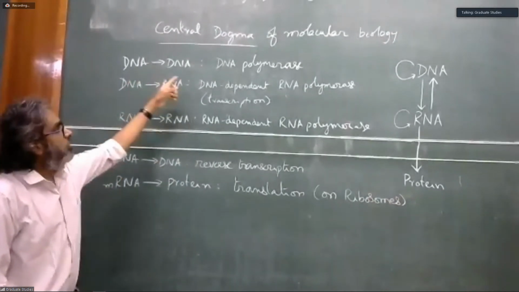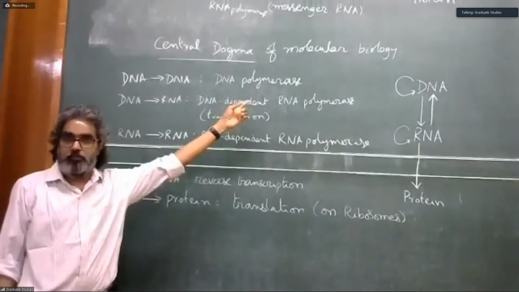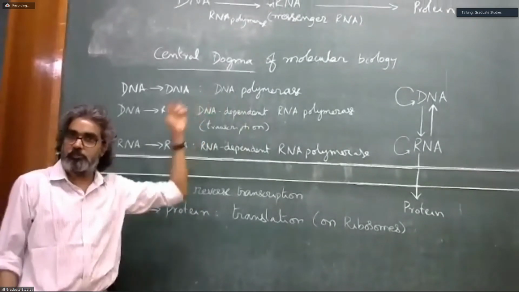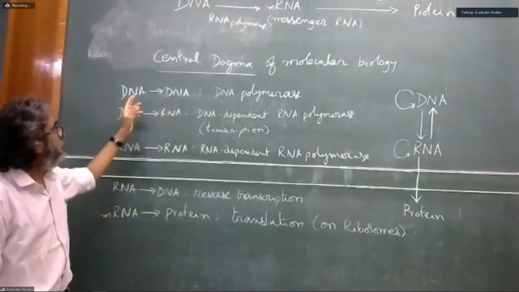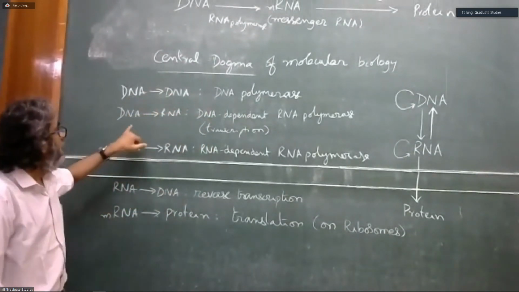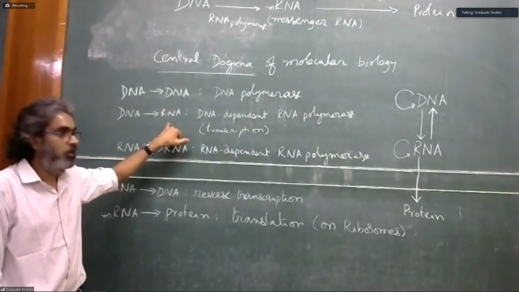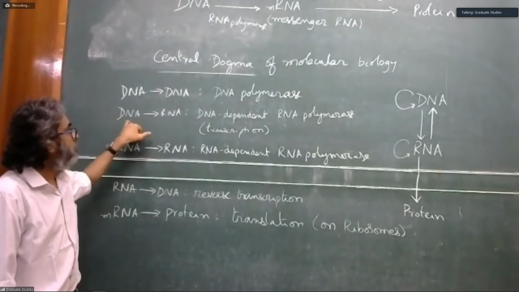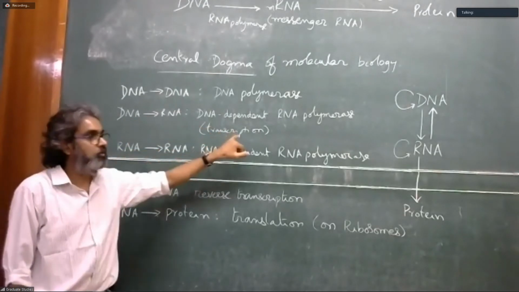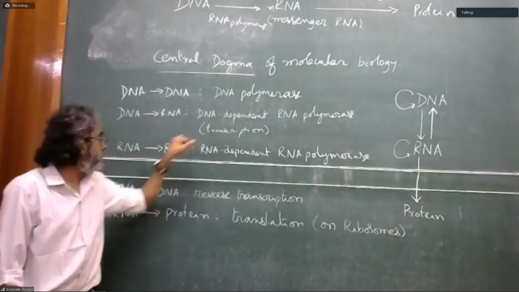DNA to DNA occurs in all cells, bacterial cells and eukaryotic cells. When one cell divides into another, you need to make a copy of DNA. DNA to RNA: say we have to make proteins, so this is the intermediate step. The template DNA is converted into mRNA by transcription.